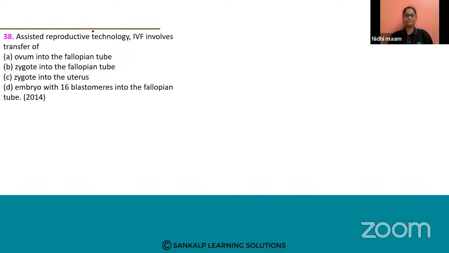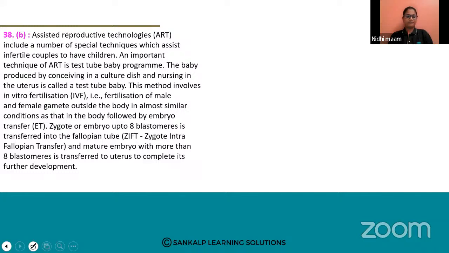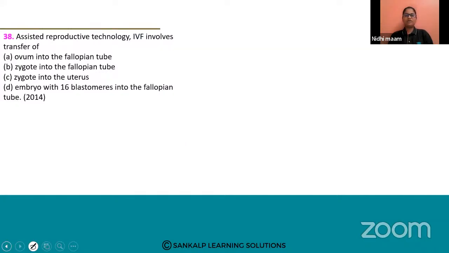Janvi Kamath answered it. Okay, JNV Bagalkote also answered it. So the right answer for this question is option B. Zygote into the fallopian tube, that is in vitro fertilization.